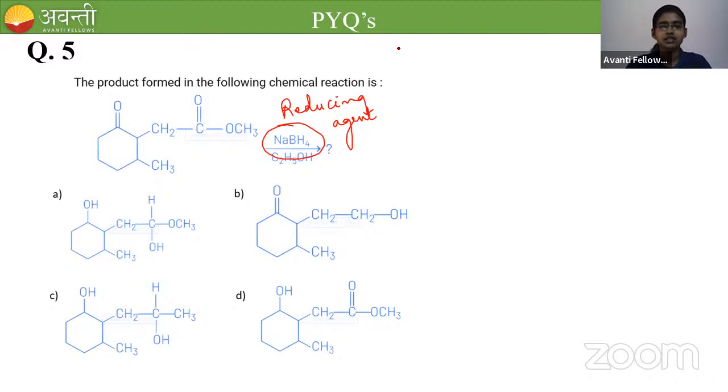Take 5 to 10 seconds. Try to find out the product soon. What is the answer for this? Option A, B, C or D?